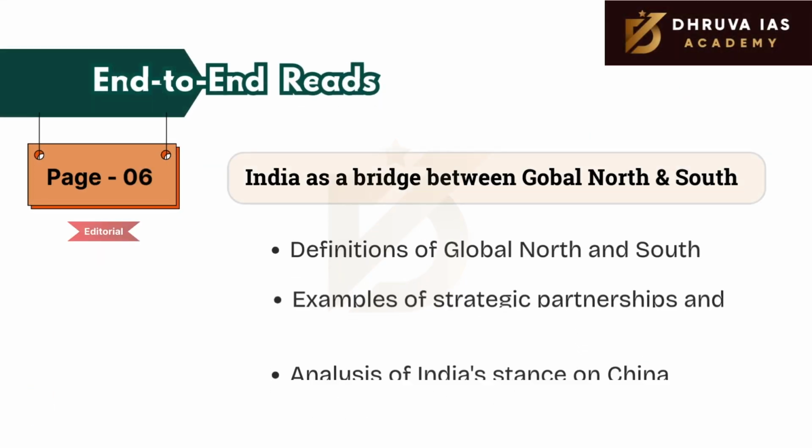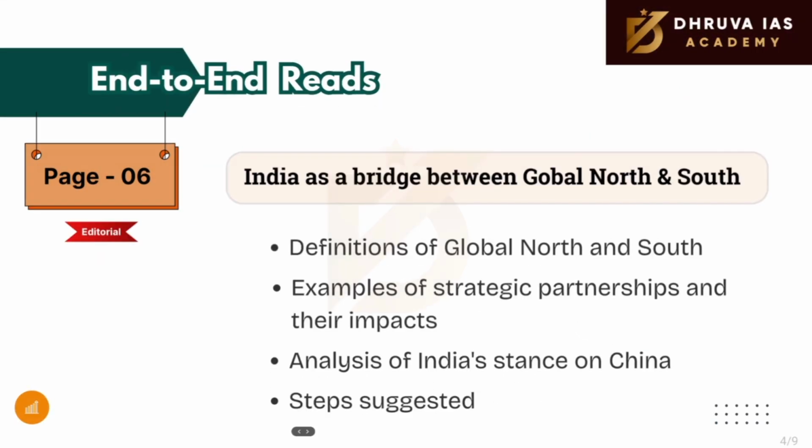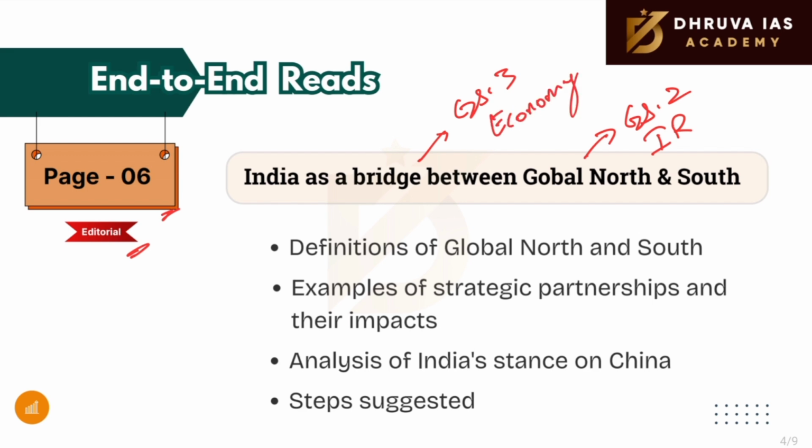The next article that you need to read fully is in page number 6, which is also an editorial article. It talks about global north and global south and how India plays a crucial role in it. This falls under again GS2 IR section. At the same time, it also falls under the GS3 economy section. When you are reading this article, kindly look for these dimensions and make notes out of them.